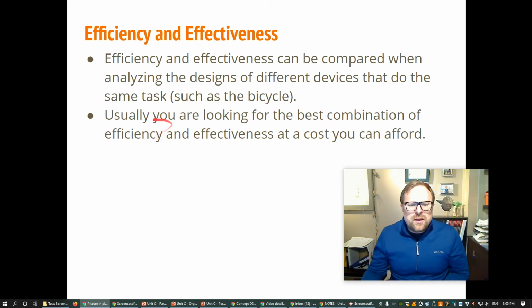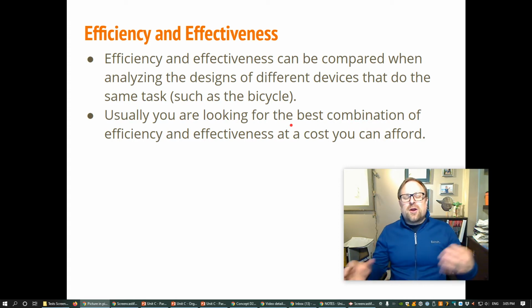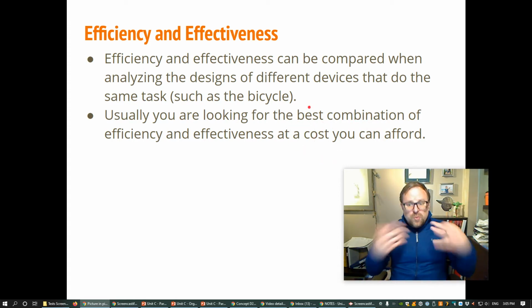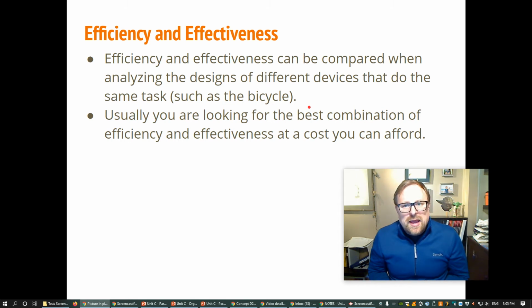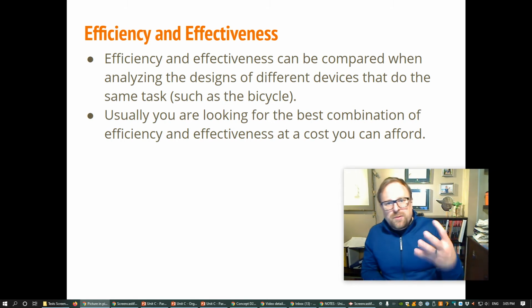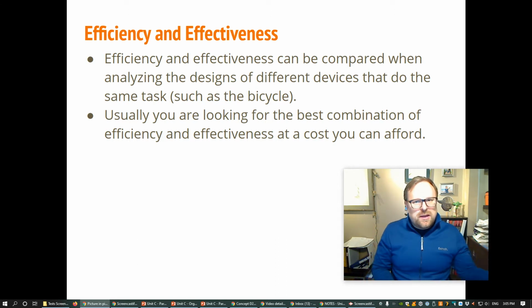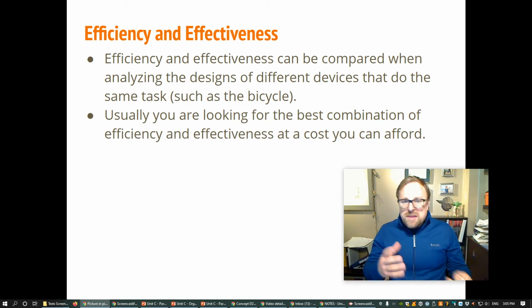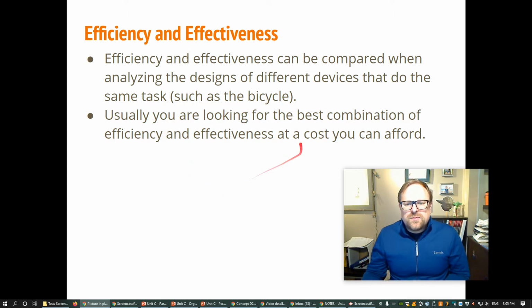So usually what we're doing is we're looking for the best combination of efficiency and effectiveness at a cost that you can afford to do whatever specific task you're trying to do. And maybe if you're buying a bike, and you might do some off-road biking, but maybe you want to do some biking on the street, maybe there's a hybrid of the two that you buy that allows you to do a little bit of each and still have it cost effective and meet your needs. Okay, so when we talk about efficiency and effectiveness, we're talking about how well does it meet your needs, and how does that relate to cost efficiency and usability and all of those other kinds of things.